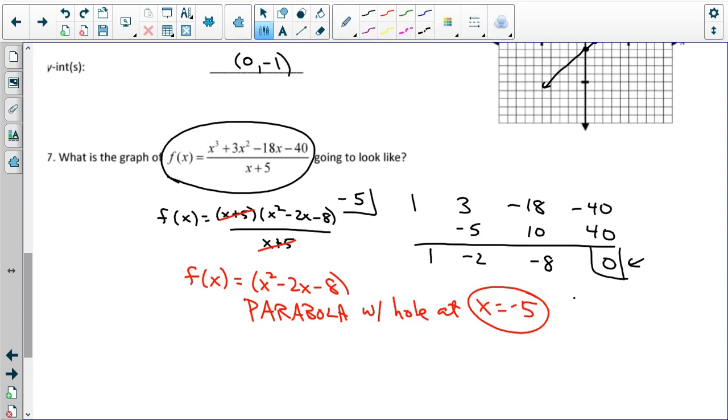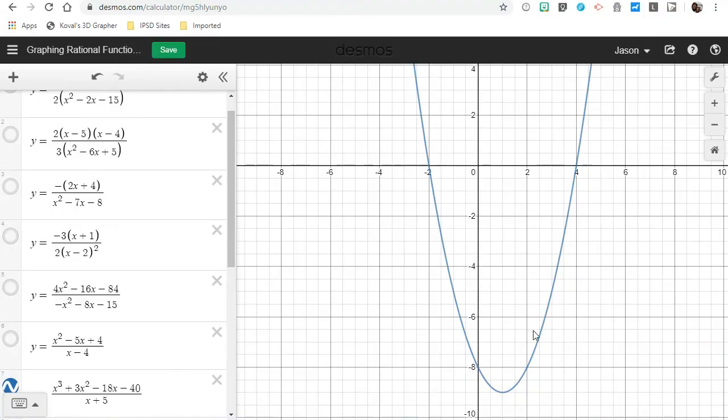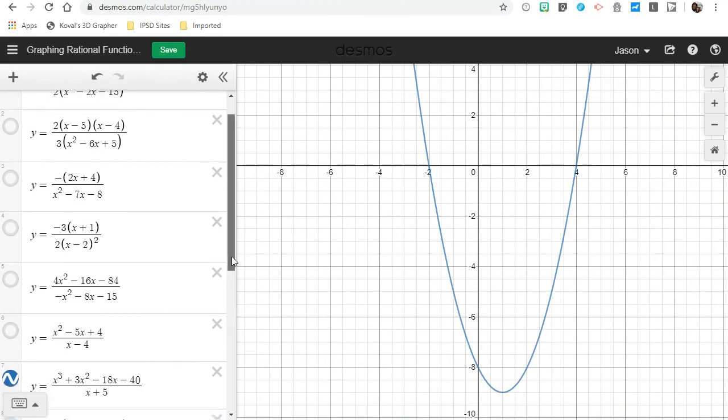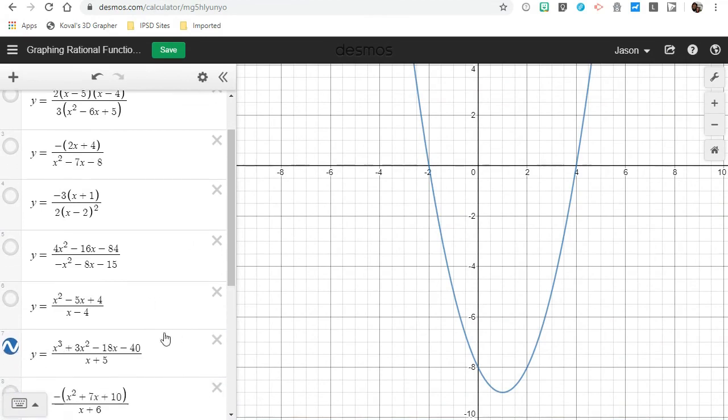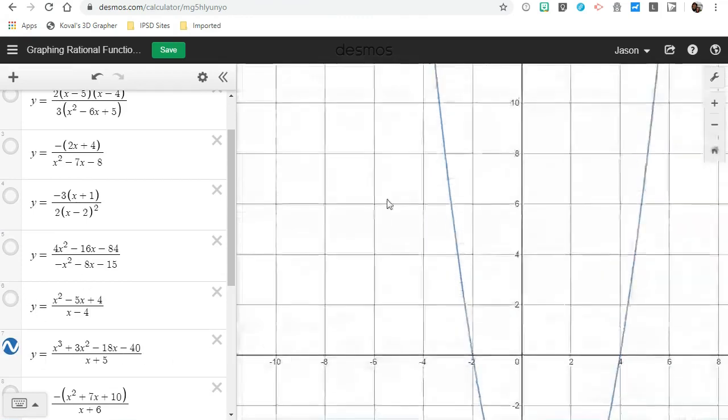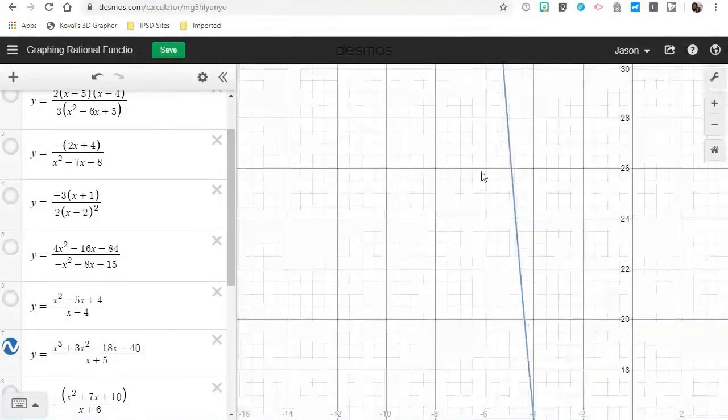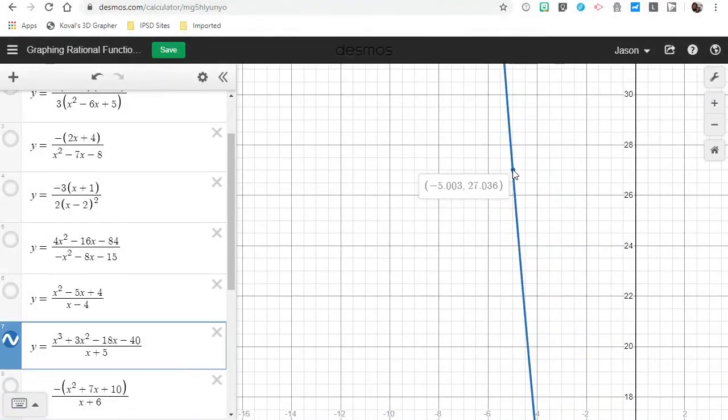Now, the y value of that hole would be 27 if I substituted it in. So the hole, or the removable discontinuity, is actually at -5, comma 27. This function, as we indicated, is going to look like a parabola because when we did the long division here, or the synthetic division, we would end up getting x plus 5 to be a factor of this. So this ends up being a perfect parabola, with the exception at -5. If I move far enough up to see where -5 is, it is undefined at that value. So -5, comma 27 is a hole.